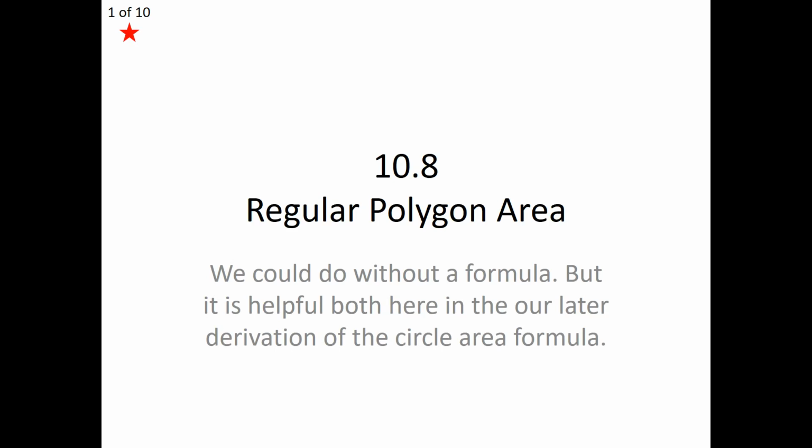Now, we have discovered the area for several other polygons. We've seen that now for squares and rectangles, parallelograms, triangles, even some other quadrilaterals such as the trapezoids, kites, and rhombuses. And now we're approaching our last set of polygons, which are the regular polygons.